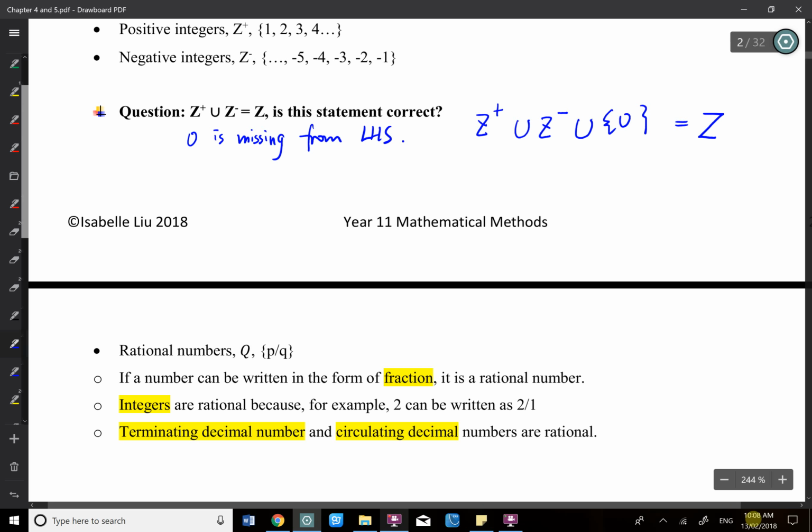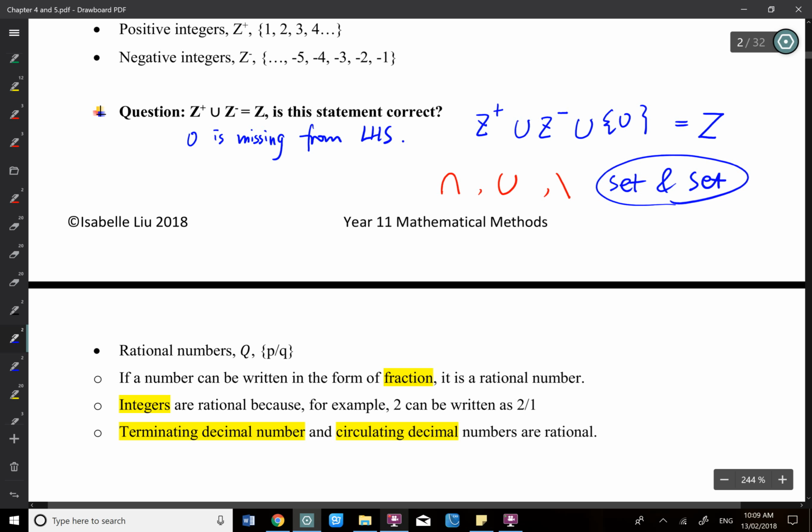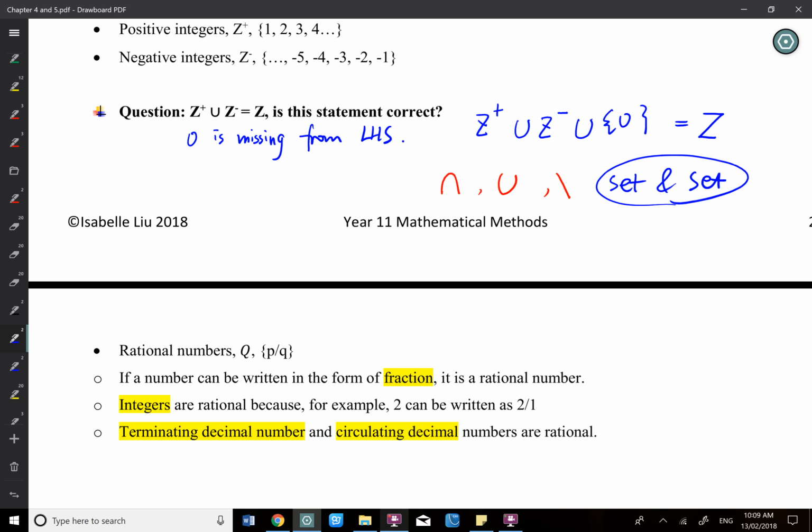Okay, three symbols: intersection, union, and set difference. They all need to connect sets. We used to talk about a set union a set, a set intersect a set, or a set difference another set. So it needs to be a set on the left hand side and the right hand side.